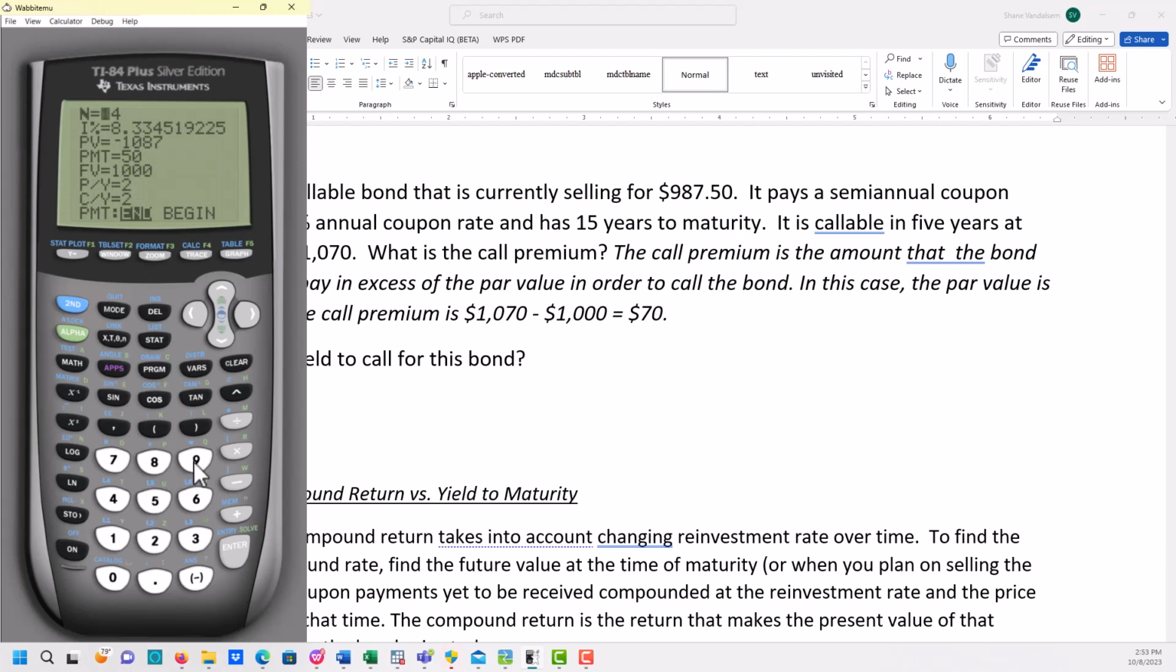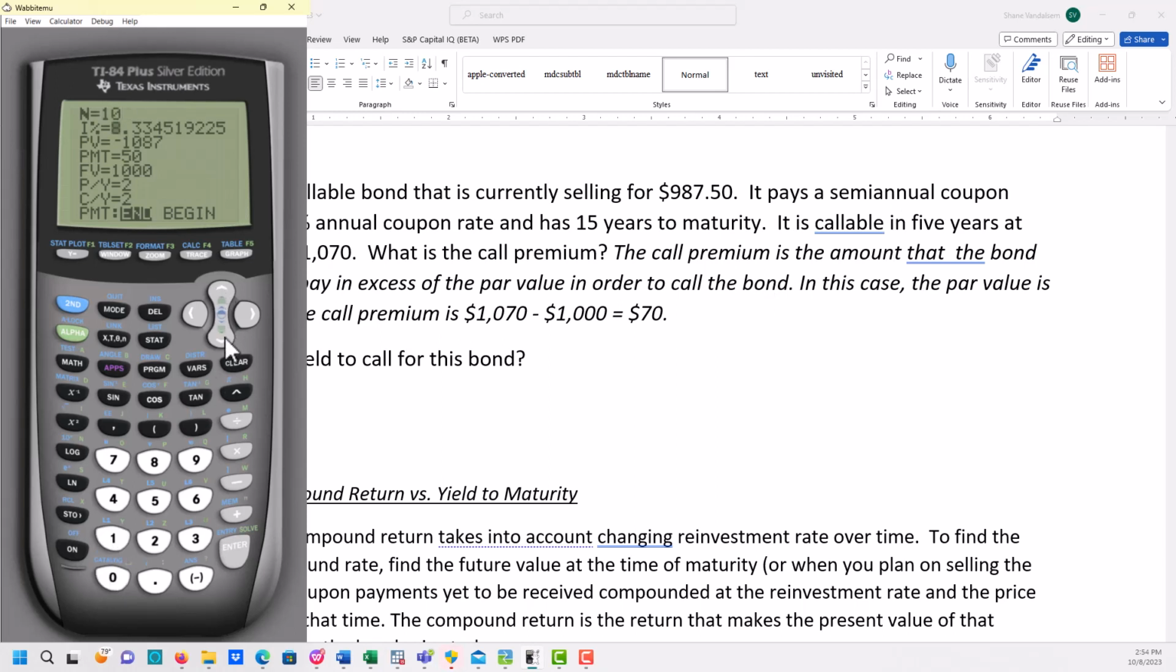And then my N is going to be equal to 10. And the reason why it's equal to 10 is that the bond is callable in 5 years. Okay? So it's callable in 5 years. And it has a semi-annual coupon. So we have 2 payments per year for 5 years. So our N is equal to 10.